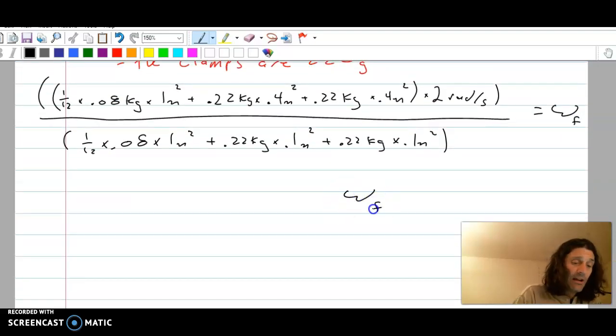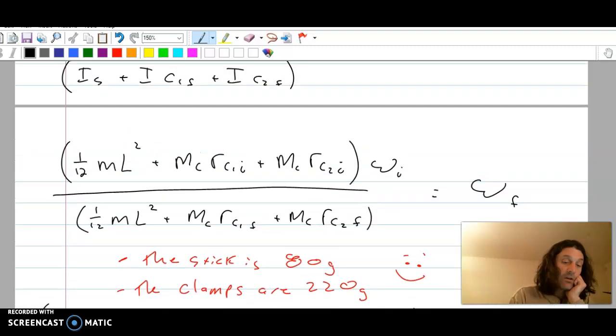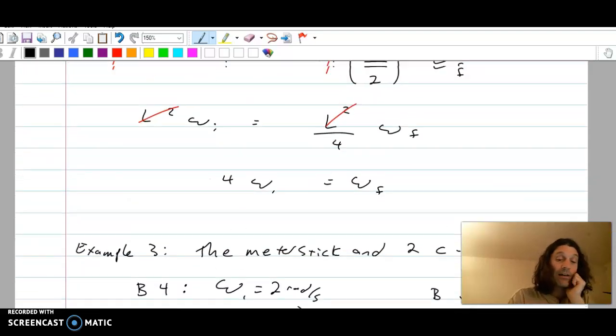And that omega F ends up being not quite 14. It's like 13.9-ish radians per second, okay? That's its final omega. So again, when those C-clamps come much closer to the center, that sucker goes nuts. When they're out farther, they go a lot slower, okay?